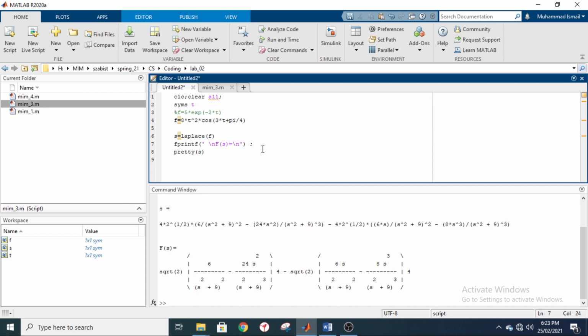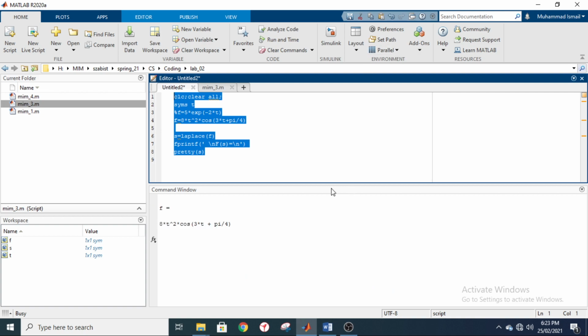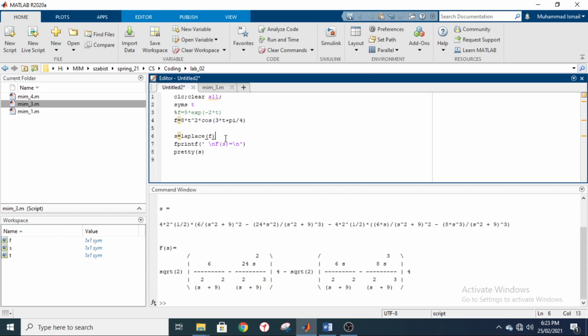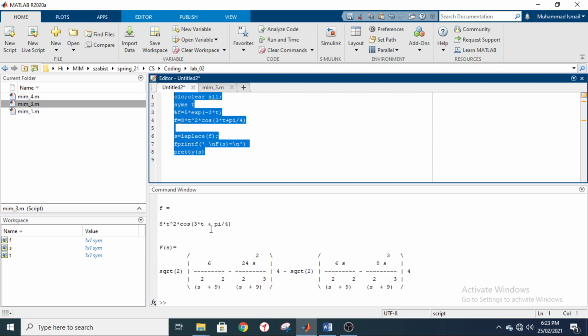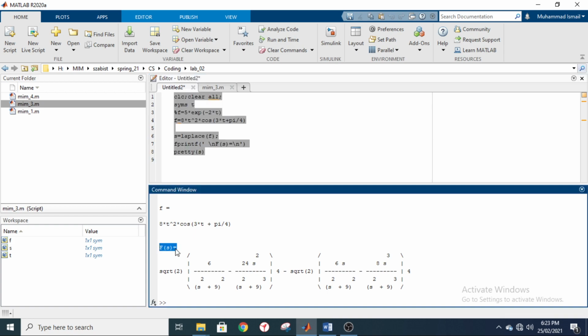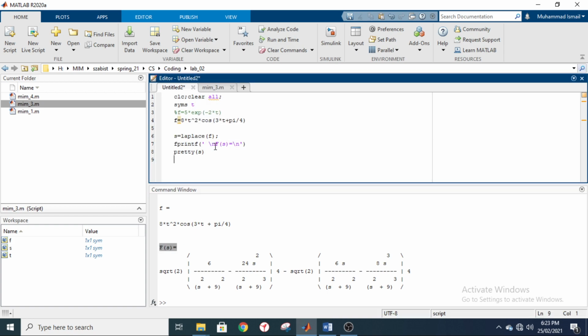Okay, I will use the semicolon, so it does not display the answer. One more thing, I want to run it again. This is my expression and f of x is this. See, so how do I print this? By using this fprintf command.